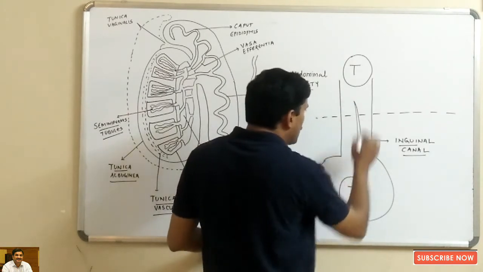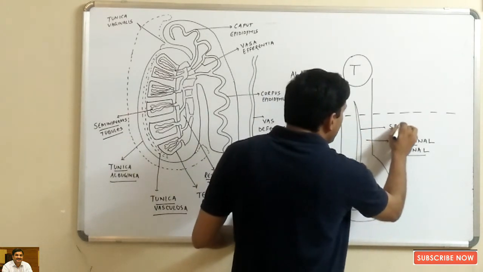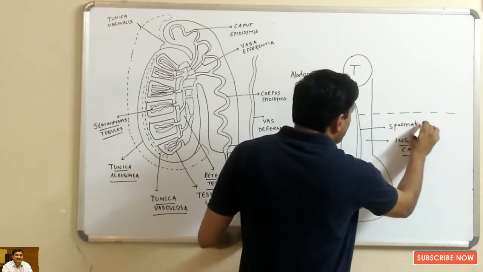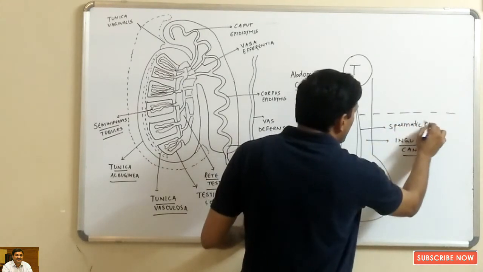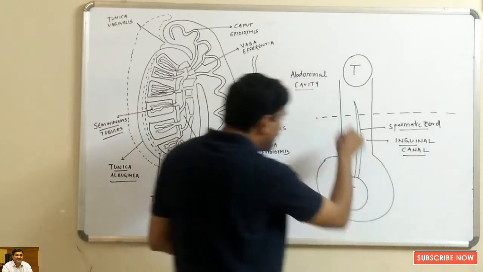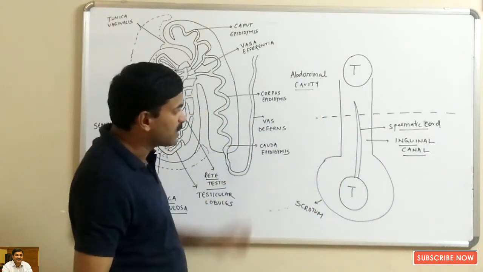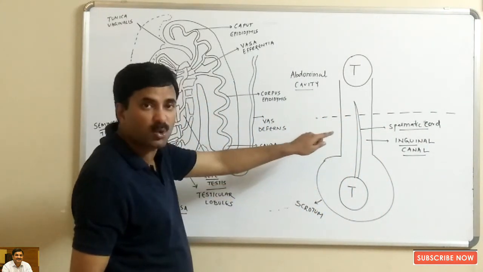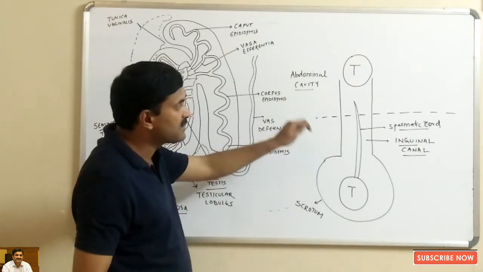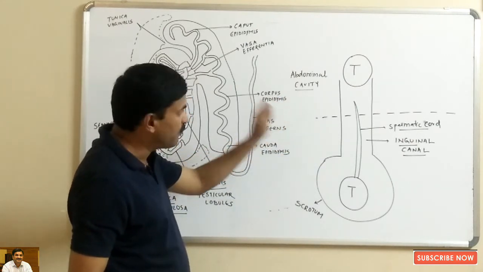Okay, now there is also a spermatic cord. See here, this is a spermatic cord. By the spermatic cord, the testes are suspended in the scrotum. Okay, and this spermatic cord contains the arteries, the nerves, and the veins.